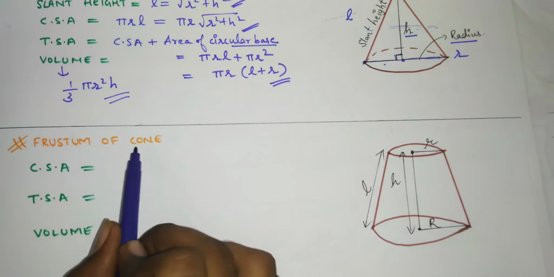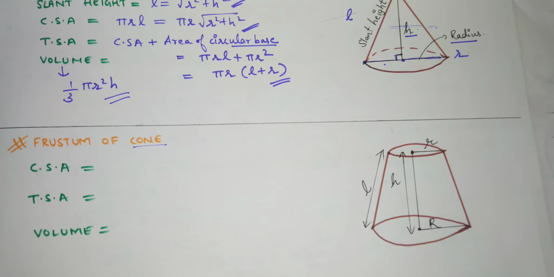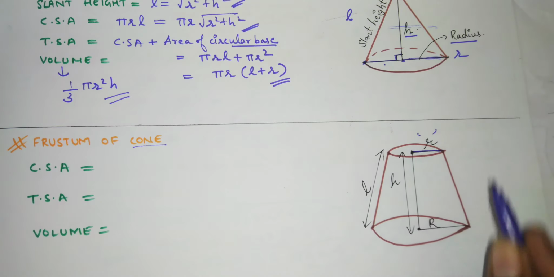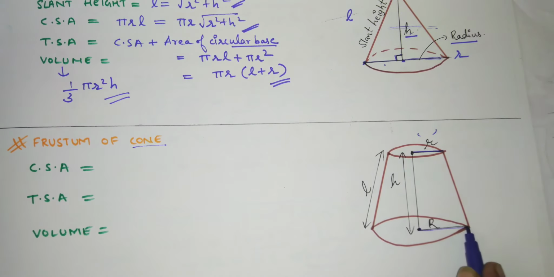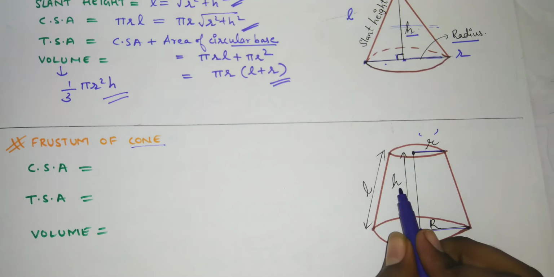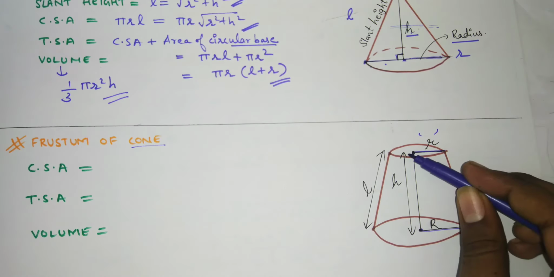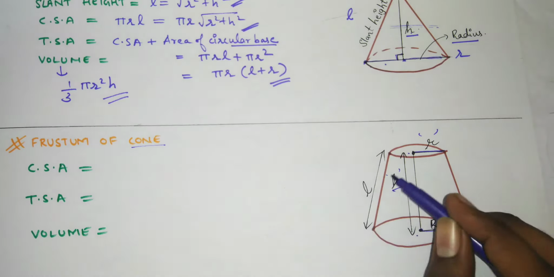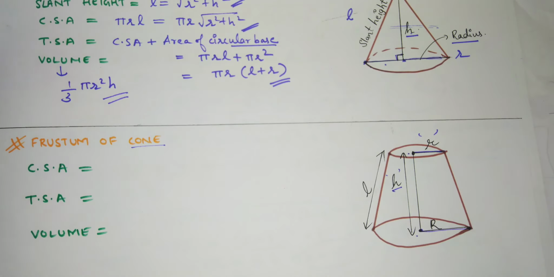That's why it is called frustum of cone. Now we'll discuss it. Here one small radius will be formed, that I'll take as small r. One bigger radius will be formed, that I'll take as capital R. Then h is the height, from the radius to this point, and L is nothing but the slant height.